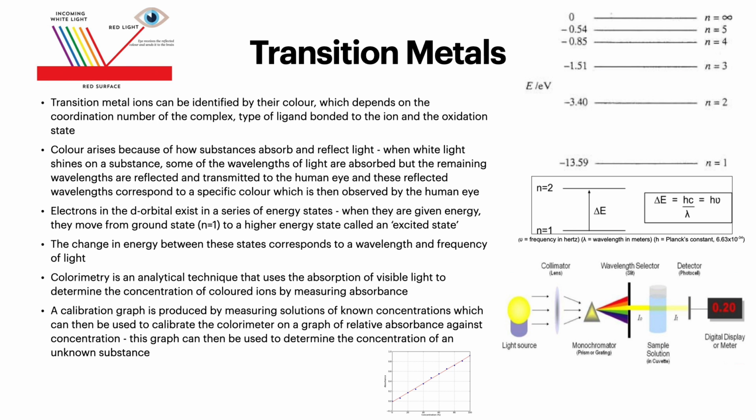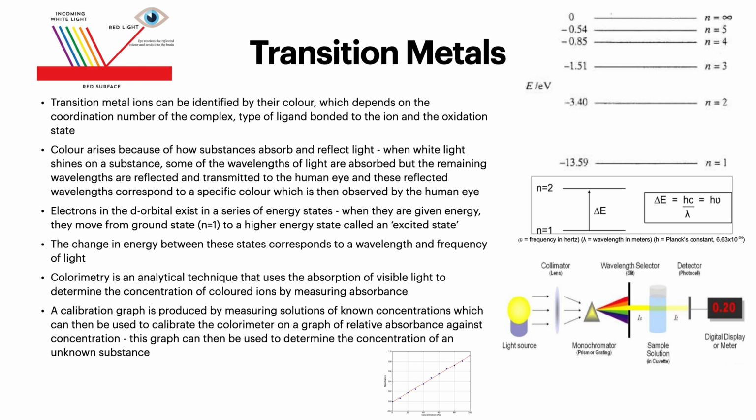Electrons in the d orbital exist in a series of energy states. When they are given energy, they move from ground state, n equals 1, to a higher energy state called an excited state. So you can see the basic structure of these energy states and how they're described, drawn in the top right corner. The change in energy between these states corresponds to a wavelength and frequency of light.